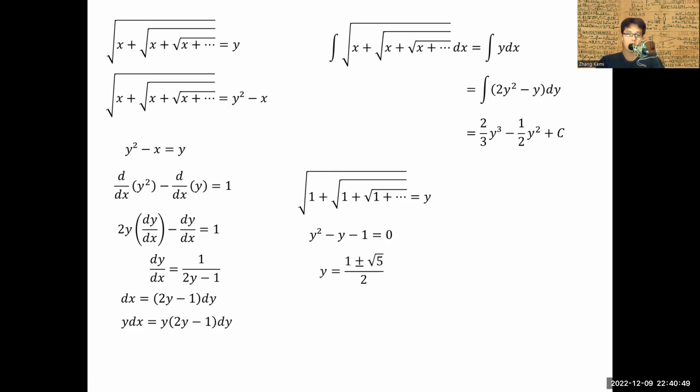And by solving it, I simply got the golden ratio, which is 1 plus or minus root of 5, over 2. That is the golden ratio. And basically this entire nested radical terminates at the golden ratio.